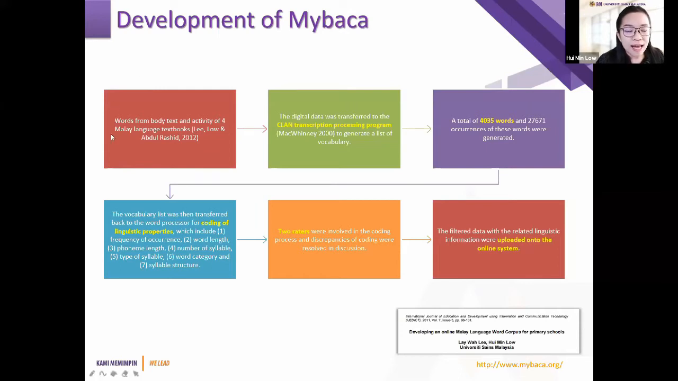First of all, we extracted the words from the body text and the activity column of 4 Malay language textbooks, which were the textbooks used in primary school by primary 1 and primary 2 students. Then the digital file was transferred to the CLAN transcription processing program developed by MacWhinney 2000 to generate a list of vocabulary. From this process, 4,035 word types and 27,671 word tokens were generated.